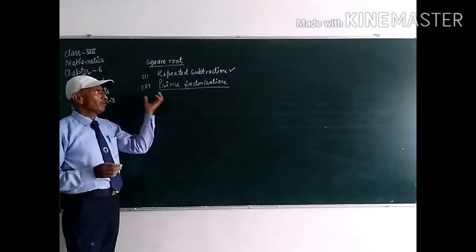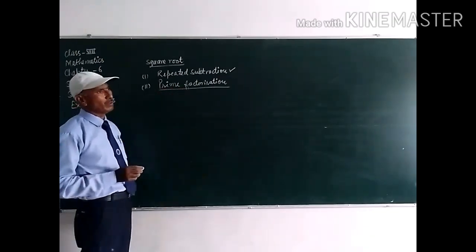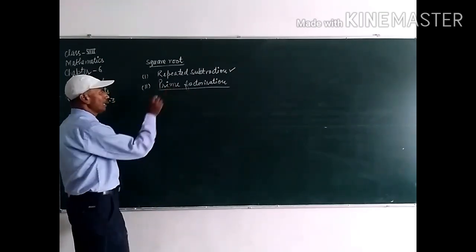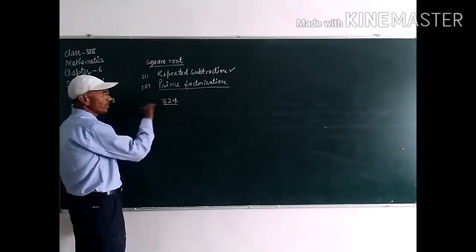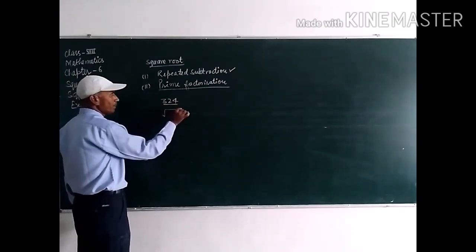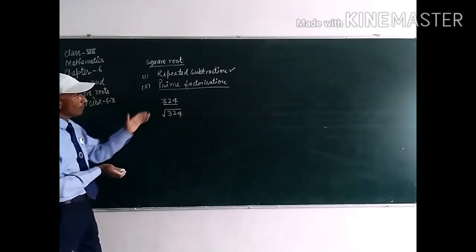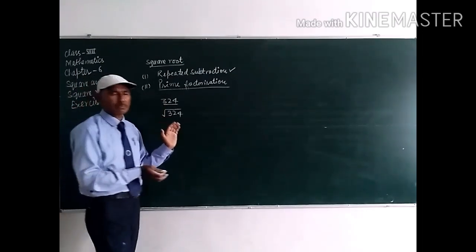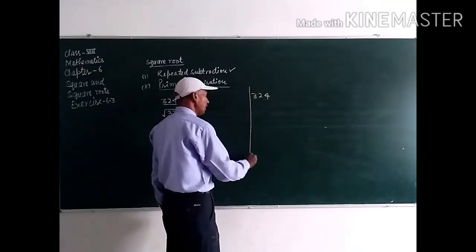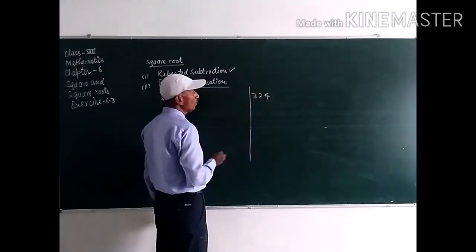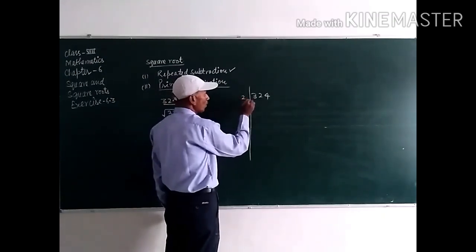Now we will discuss the second method, that is the prime factorization method, to find the square root of a number, student. Let a number be 324 and we have to find the square root of this number. It means the square root of 324. So first of all we have to find the prime factors of this number, like this, student. 324, and first we divide it by the smallest prime number, that is 2.